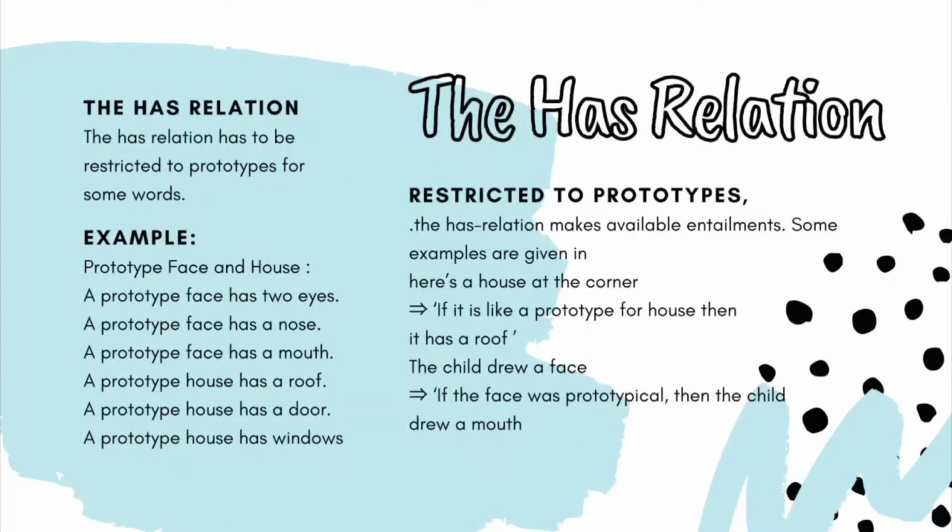The entailed propositions in the examples start with if. They start with if because it seems that average English words are not as tightly defined as technical words like triangle, given that the has relation has to be restricted to prototypes for some words. It simply is better to do the same for all words that enter this relation.